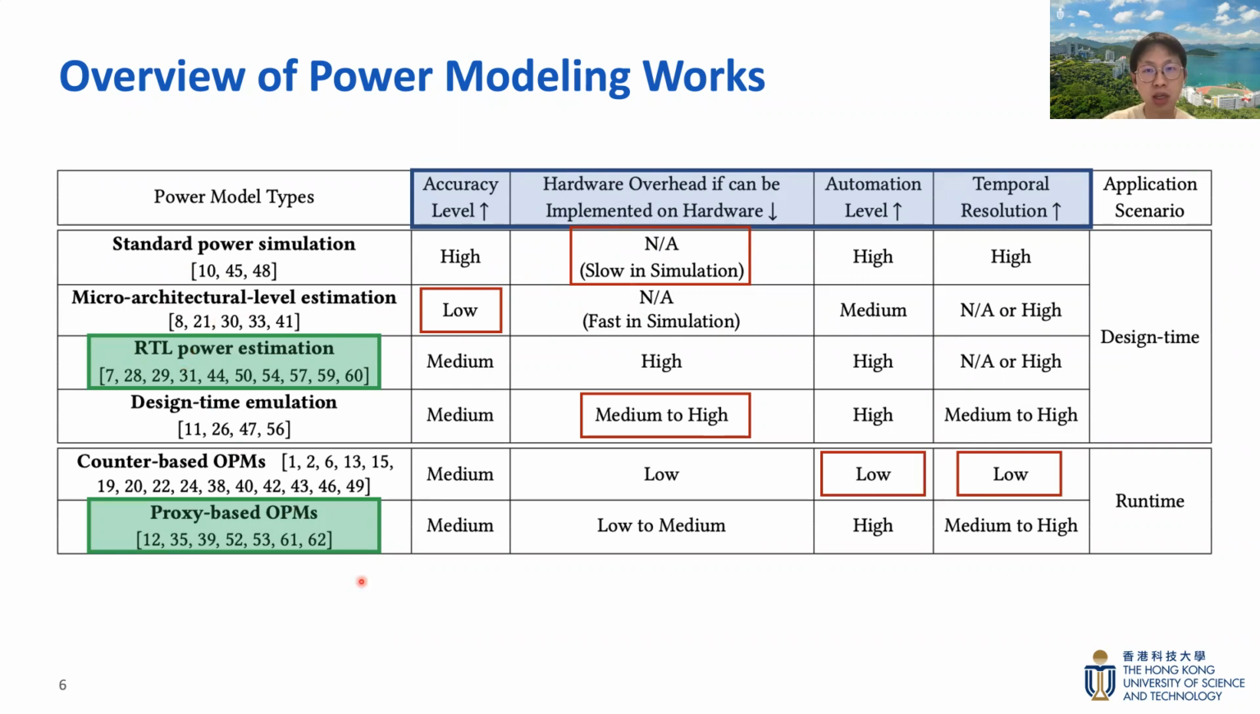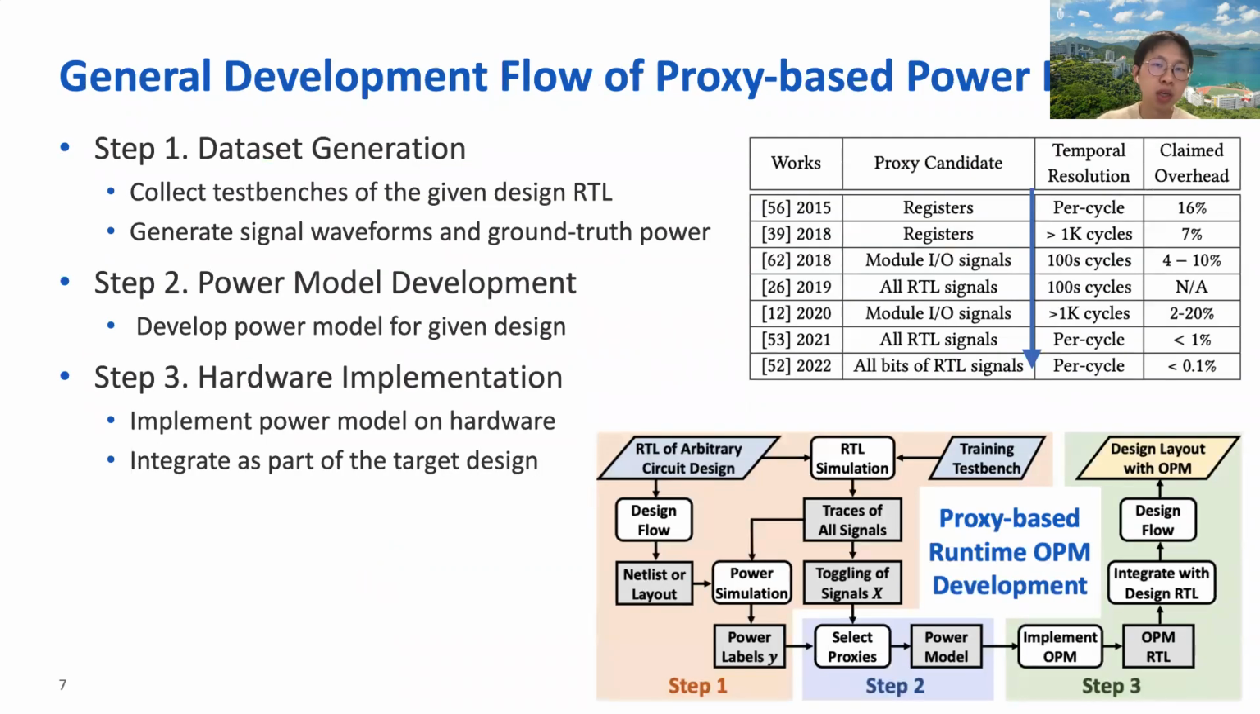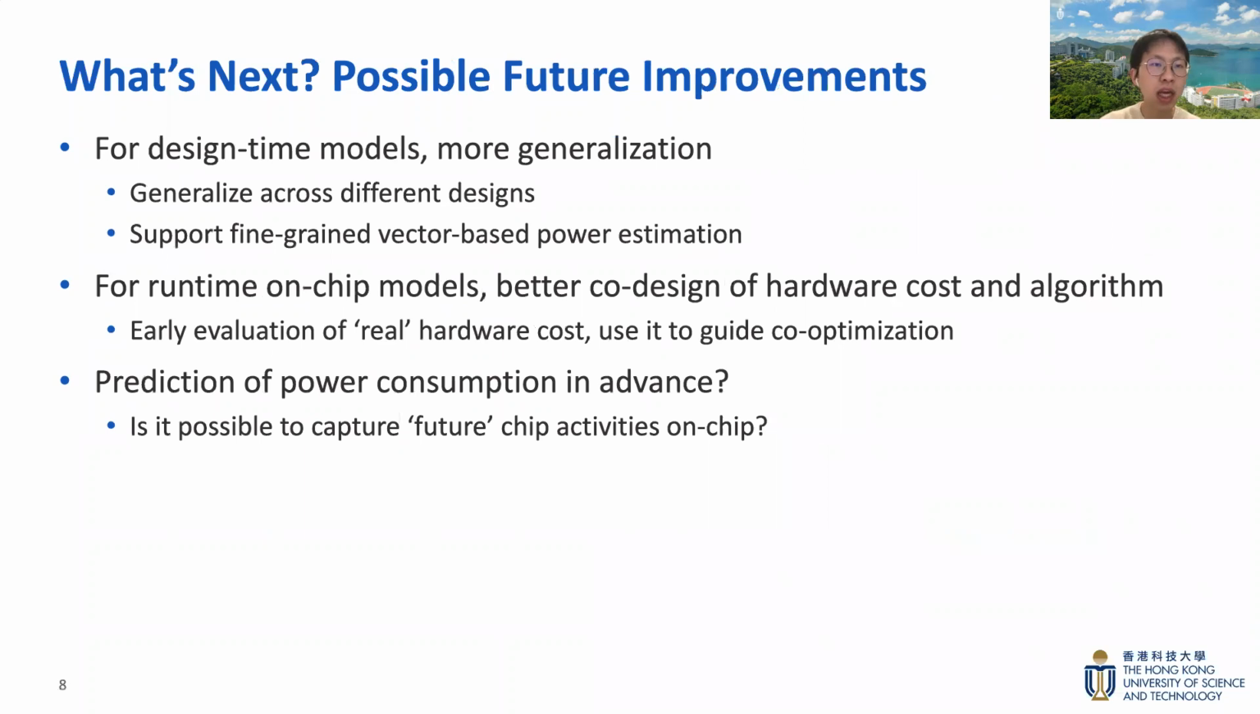Okay. And then we give a brief introduction of the general development flow of the aforementioned proxy-based power models. This figure shows the overall development flow, and it includes three major steps. In the first step, we generate the data set, and then we develop power models, and then we implement the hardware. And after that, we analyze the potential future improvement directions.